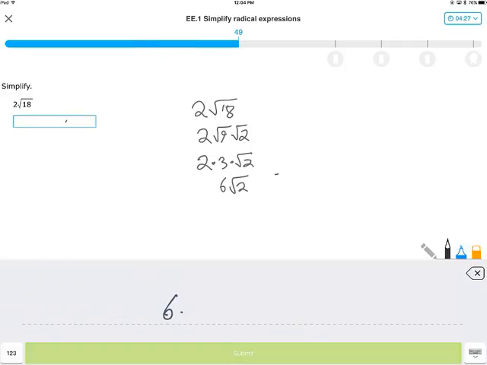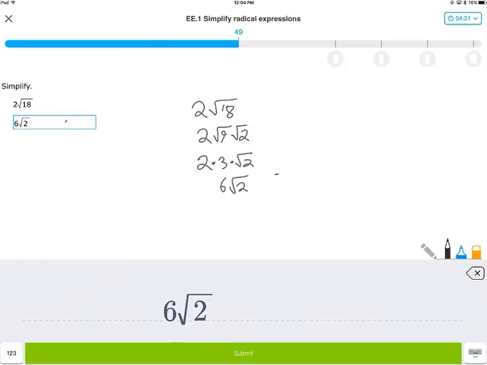So I hope you enjoyed that video on how to simplify a square root. This will help you as we get into Pythagorean theorem.